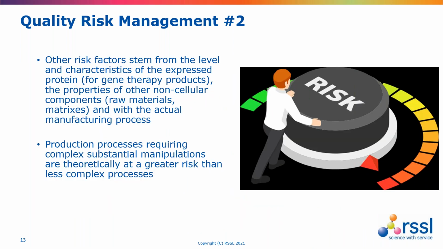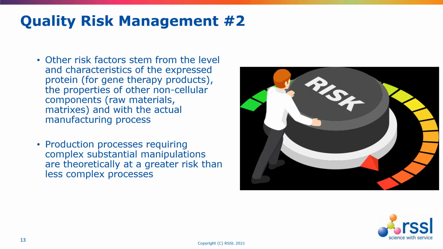But account also needs to be taken of the biological characteristics of the vectors. So this could be transgenes or reverse transcription. And further risk factors stem from the level and characteristics of the expressed protein in gene therapy products, or the properties of other non-cellular products that could be from specific raw materials or from different matrices that are needed, plus the actual manufacturing process and the degrees of controls around that.